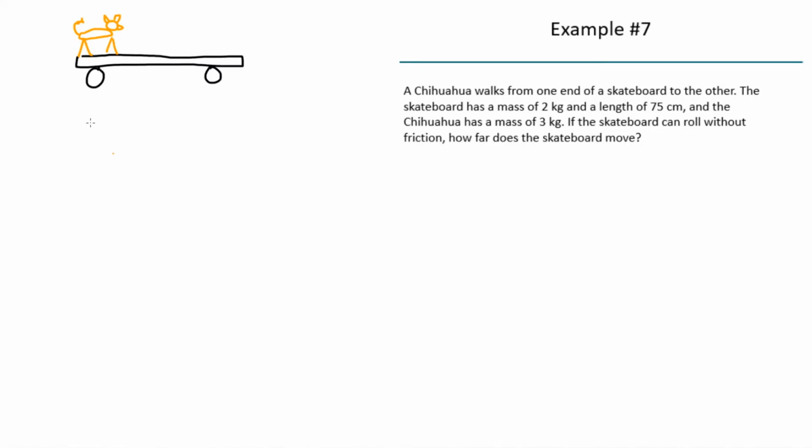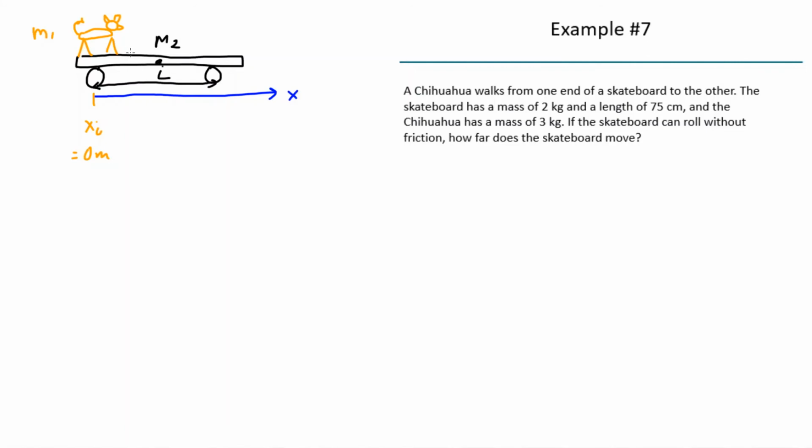All right, so here's my chihuahua on a skateboard. This chihuahua has a mass m1. The skateboard has a mass m2. And I'm going to define a coordinate system here. Just going to use an x-axis here. I'm going to say this is the x direction. So this chihuahua has an x initial, which is 0 meters. And the skateboard has, well, the skateboard has a length L. So I'll call this length L.